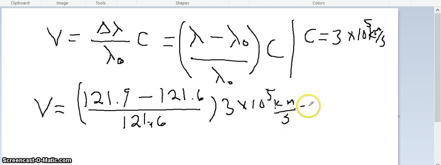All right, so when we do this, what number did I get? I get 740.1 kilometers per second. All right, so there's our answer. So that's our example using the Doppler shift. All right, let me stop this.